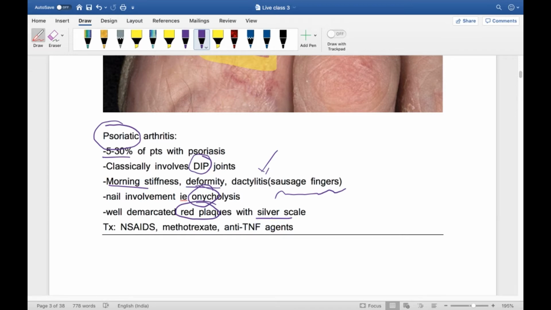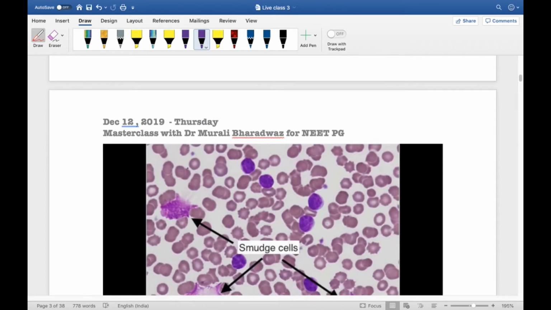So on every topic, doctor, at least 5 to 10 points you should have in your own pocket when you go for the exam tomorrow. NSAIDs, methotrexate, anti-TNF agents, they are all used in the treatment of psoriasis.